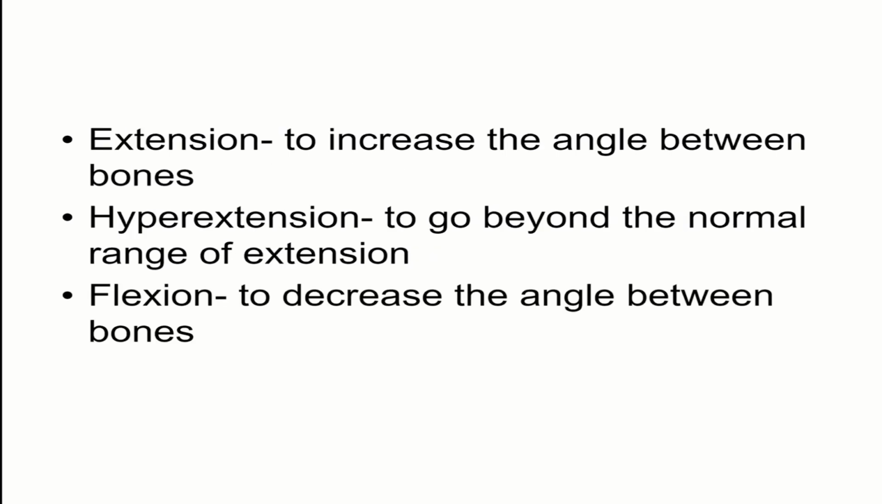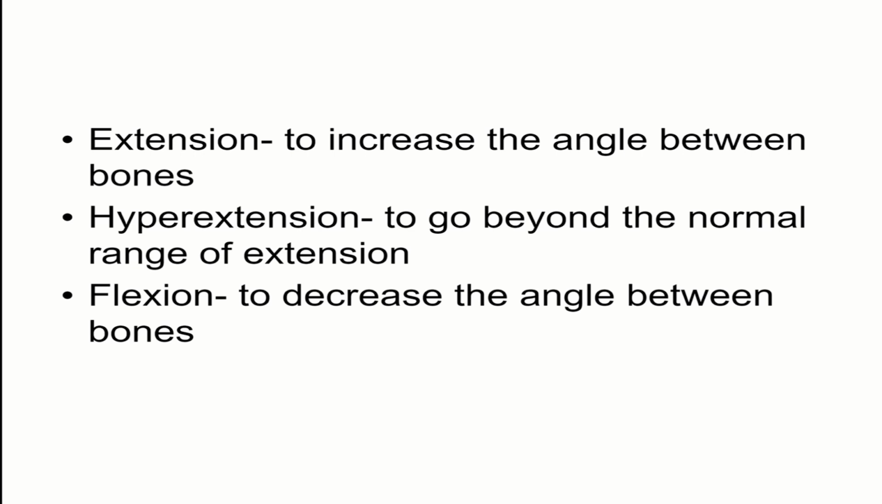Extension, hyperextension, and flexion. So this is a situation where we'll start with flexion. So if you have your arm out, then you bend at the elbow. You are bringing your forearm, the part of your arm that has your hand on it, closer to your upper arm. So that is decreasing the angle between those bones. So that is flexion. Extension would be bringing that arm back down straight.